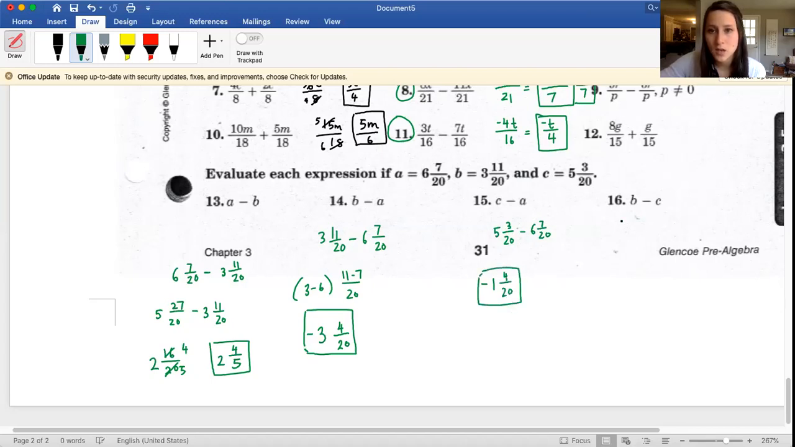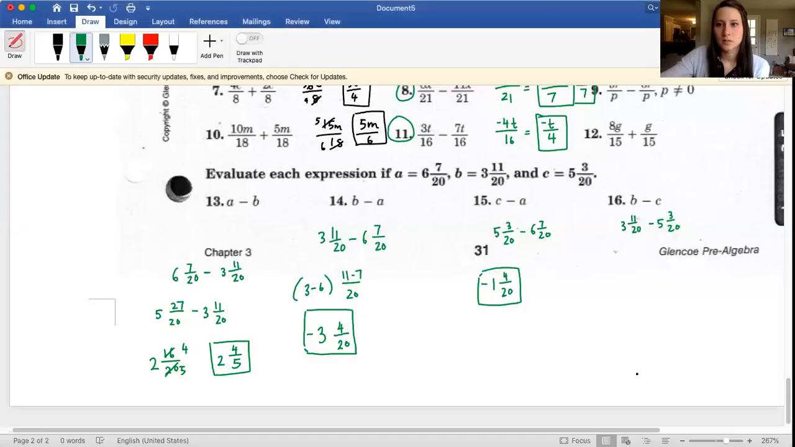Okay, B minus C. So 3 and 11 over 20 minus 5 and 3 over 20. Okay, so 11 minus 3 is 8. And so I've got negative 2 and 8 over 20.